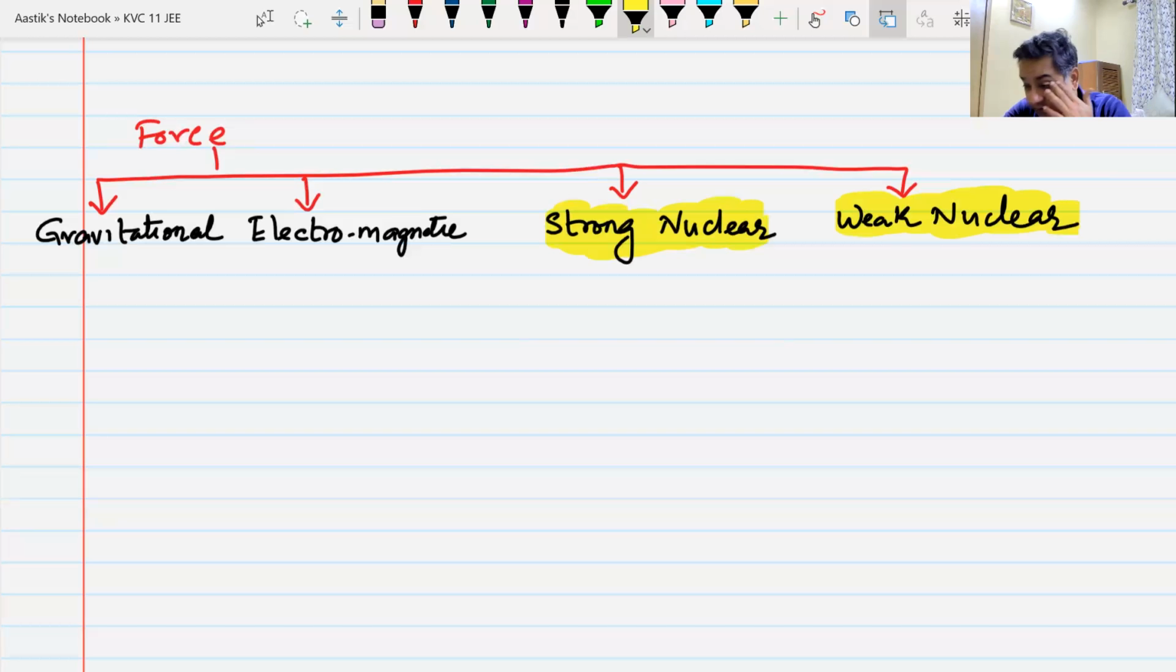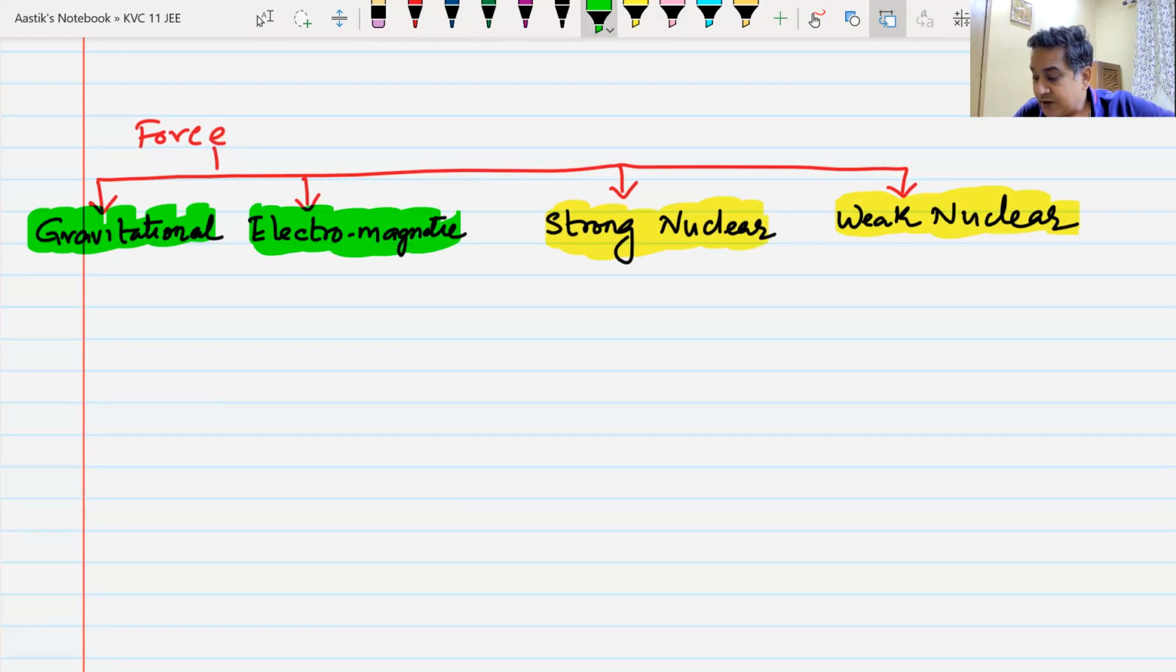In your 11th standard, the two types of forces we are going to deal with are gravitational force and some part of electromagnetic force. Now, electromagnetic force consists of electrostatic force as well as magnetic force. Electrostatic force means the force between two charges. Magnetic force means the force between two magnets. Previously, we thought that electrostatic and magnetic forces are different, but then we discovered that they come from the same phenomena. Therefore, they are clubbed together and known as electromagnetic forces.